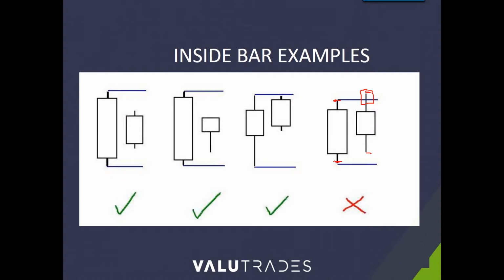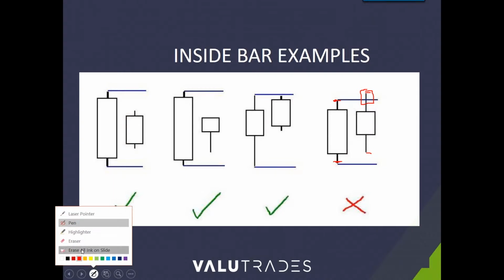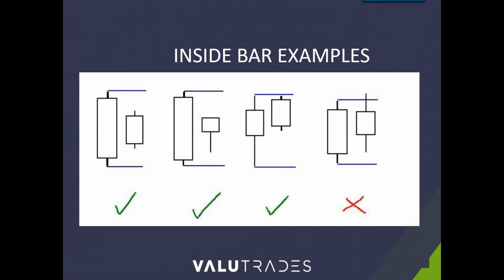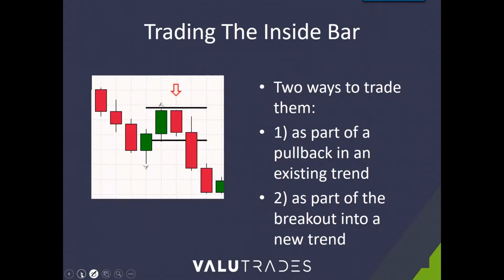And we can see in this final example here, ladies and gentlemen, that it isn't an inside bar, because the high of that bar is outside the range of the mother bar. Hopefully you can see that there, although my drawing doesn't particularly help. That is not an inside bar, because the high and the low of the bar are not within the range of the bar before.